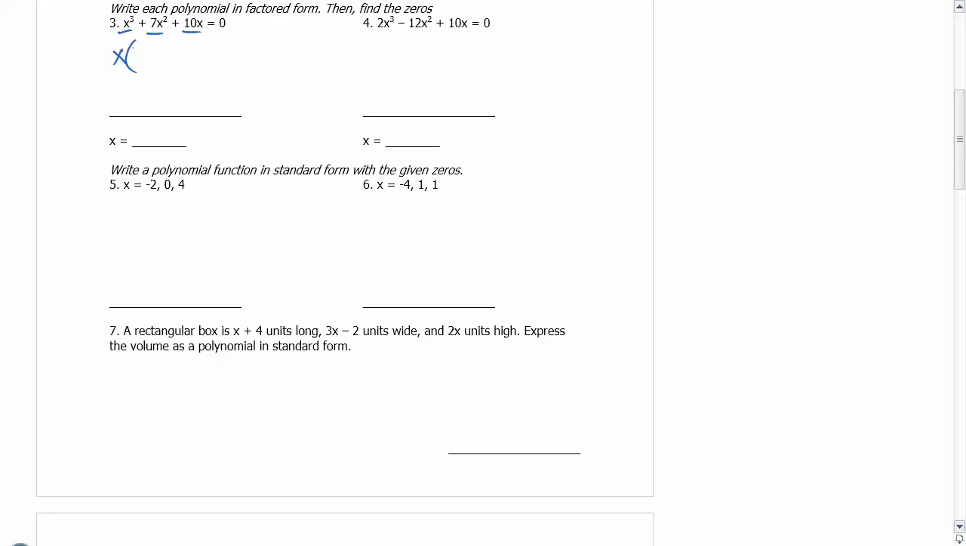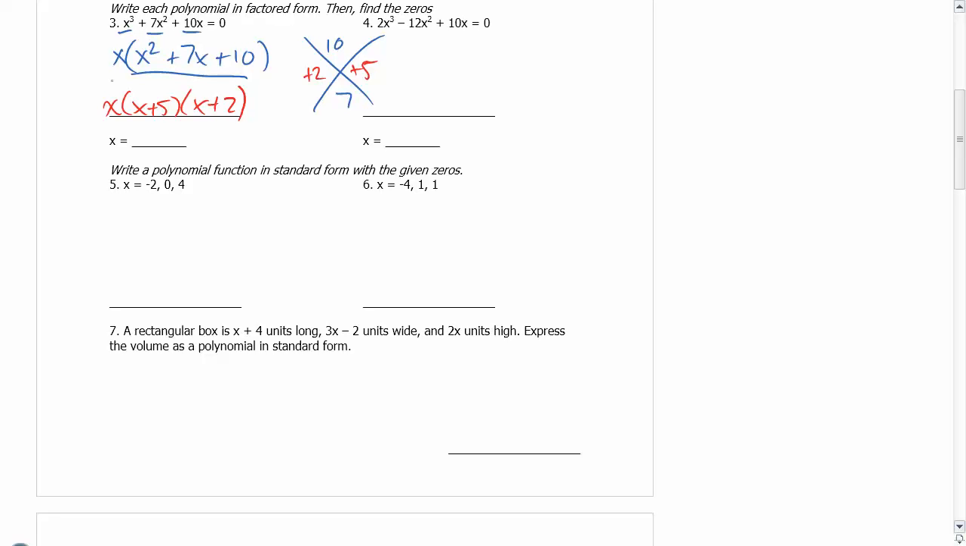When you factor out an x from x cubed, it goes down to an x squared. 7x squared goes down to a 7x. 10x goes down to 10. Now factoring x squared plus 7x plus 10, we can just focus on that. So a positive 2 and positive 5. 5 times 2 is 10. 5 plus 2 is 7. So what we're going to have is (x + 5)(x + 2).